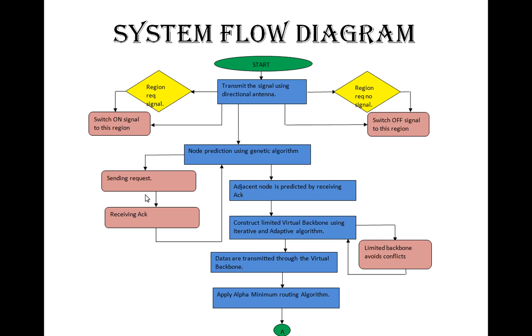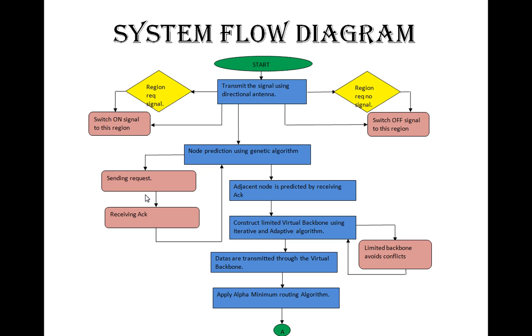This is my system flow diagram. Initially, I am transmitting the signal by using directional antenna. It has two modes, power on and power off mode. If we want signal, we can switch it on. If we do not want signal, we can switch off the signal. Because of this, the power and the bandwidth are not wasted.